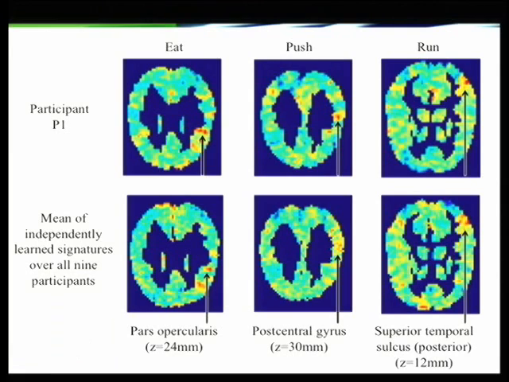If we look at the average, not just the one for participant P1, but the average, you see very similar regularities across the mean of the nine people. So here's even more evidence about the striking similarity in neural representations across our brains. Not only can we train a classifier on tools versus buildings, but when we train the model independently on nine people, the activity it associates with eat is very similar across the nine.